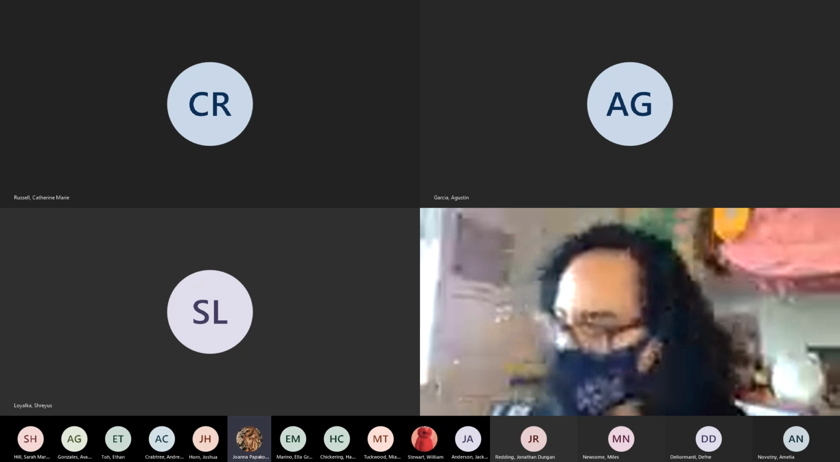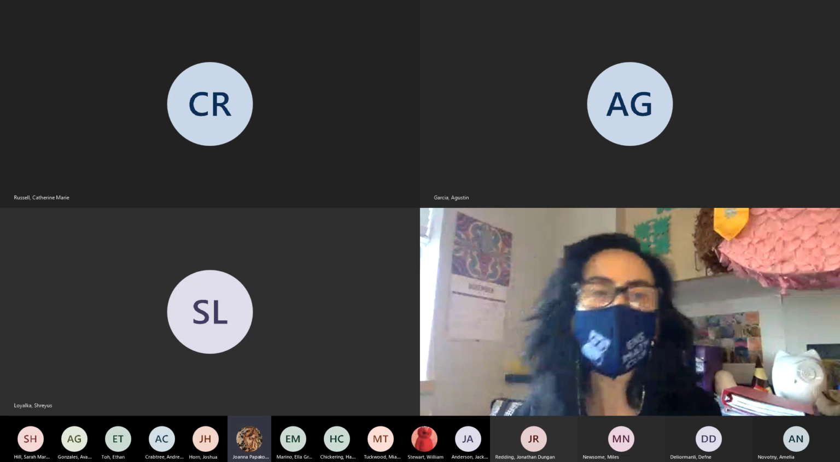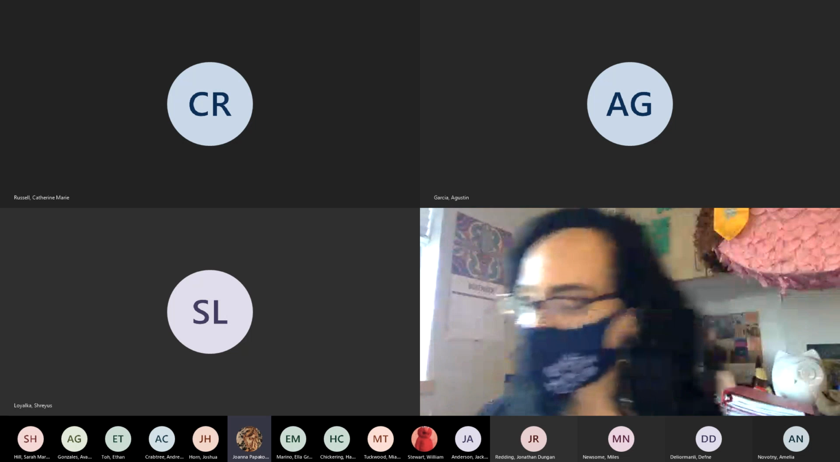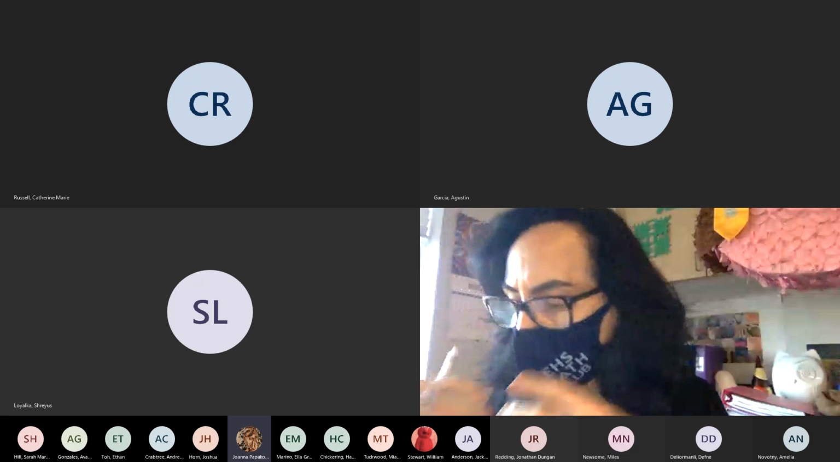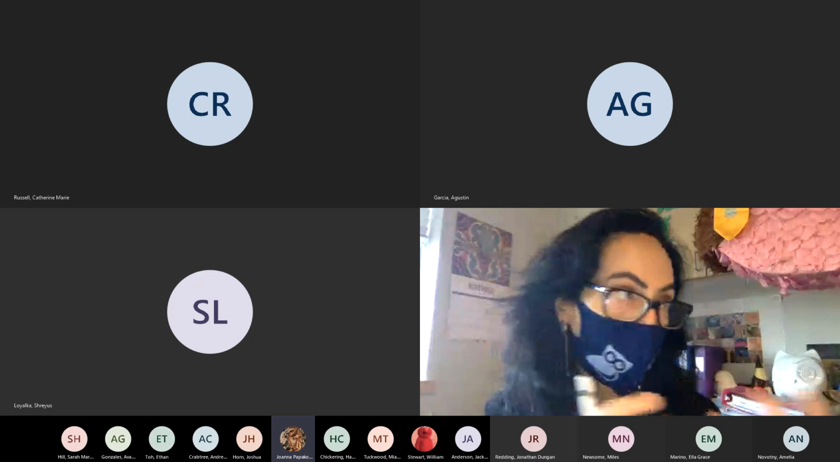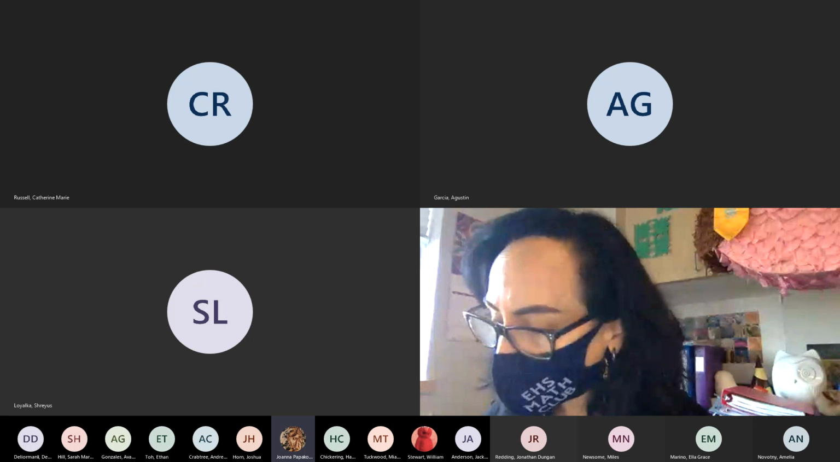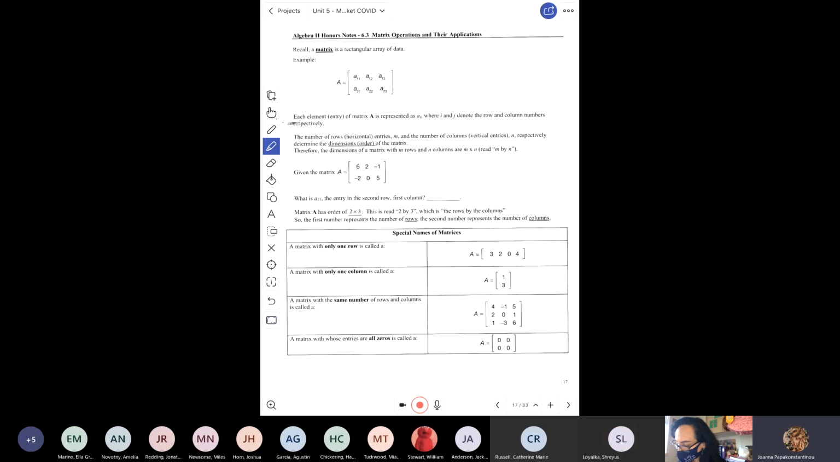Okay, here we go. Let's talk about how to perform operations with matrices. Now, there's a few more terms that we need to either review or learn. So let's just refresh ourselves on what a matrix is and the different parts of a matrix. If I have a matrix, again, it's just a rectangular array of data. Each of these inside the matrix are elements or entries of the matrix.